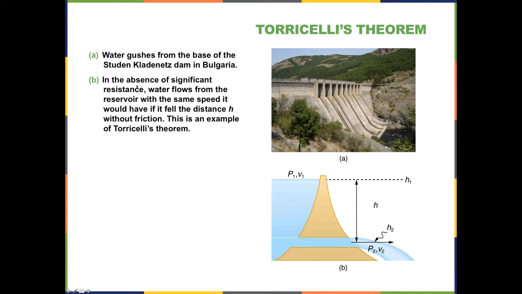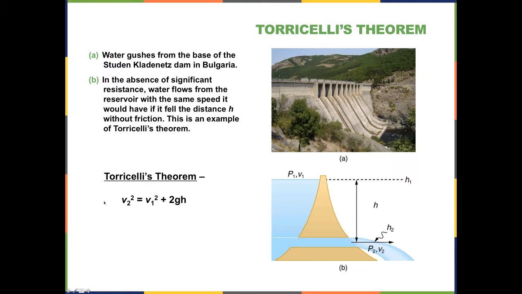In the absence of significant resistance, that is, if you assume that in this area here there is not significant resistance, water will flow from a reservoir at the same speed it would have had if it fell the distance h without friction. So the speed here is the same as it would have been if it fell and reaches, say, as a waterfall over the top. And so this is what Torricelli's theorem says, that this velocity here is going to be the same as the velocity if it fell over the top and reaches the same point.